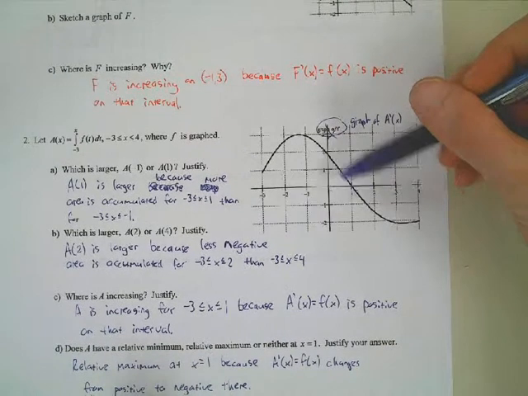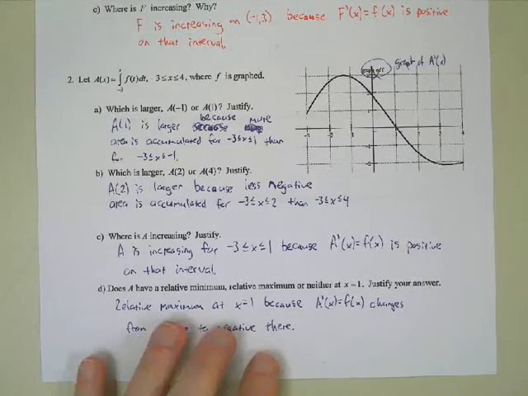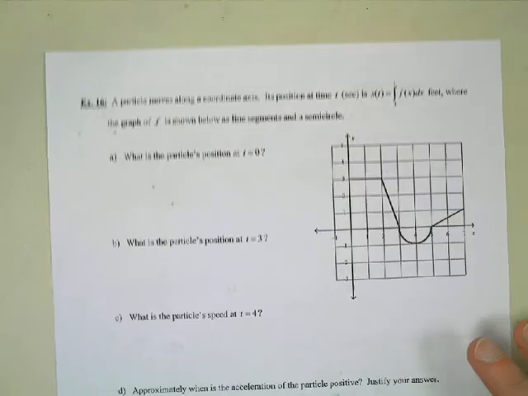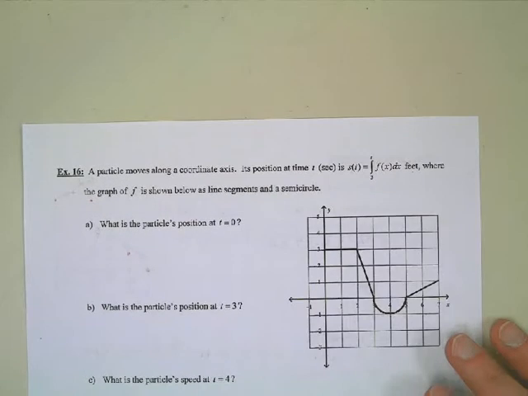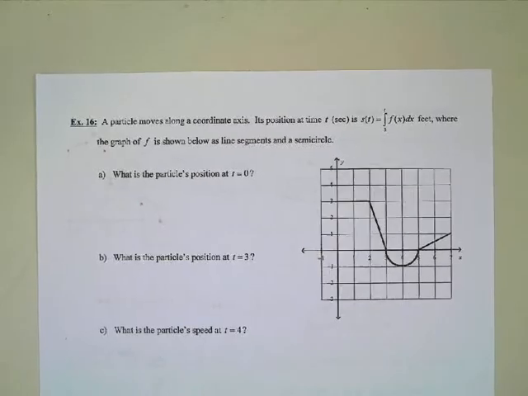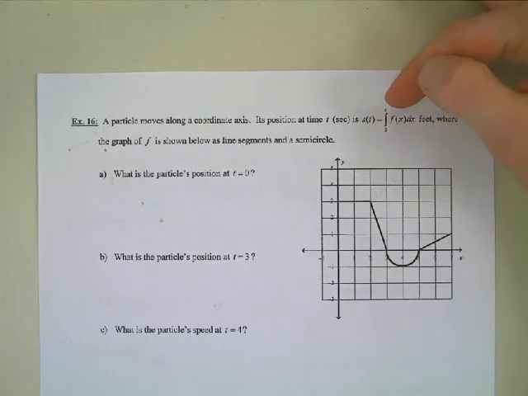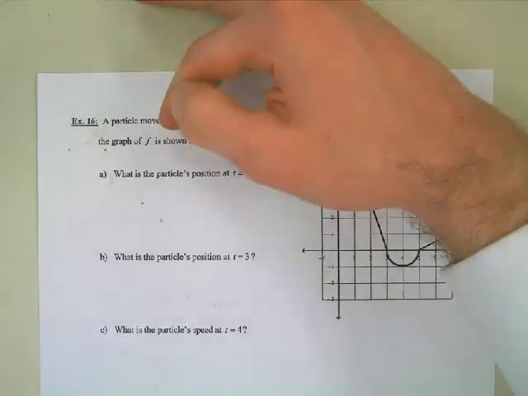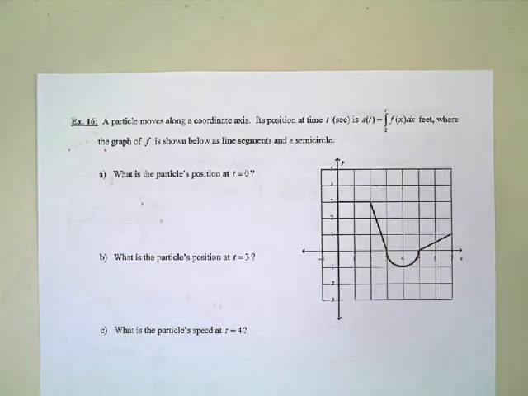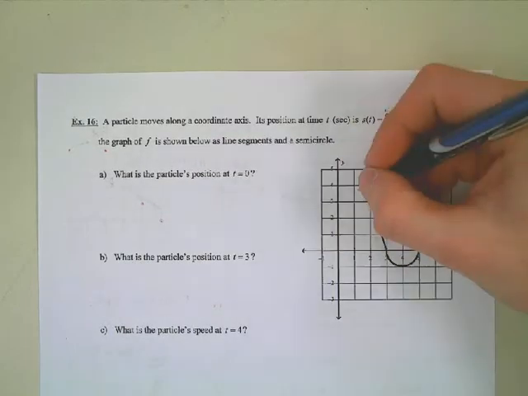Did you have a question, Ryan? Okay, cool. All right, let's flip it over. Let's read through it here. A particle moves along a coordinate axis. Its position at time t in seconds is s of t equals the integral from 3 to t of f of x dx feet, where the graph of f is shown right here. It's a line segment and a semicircle. So this is f of x.